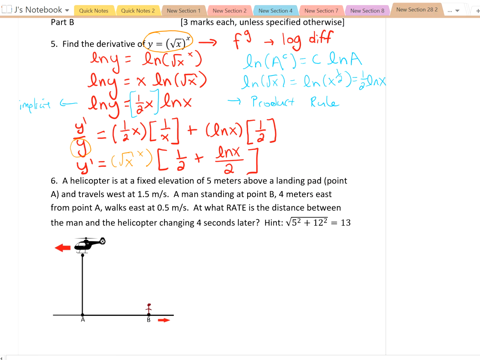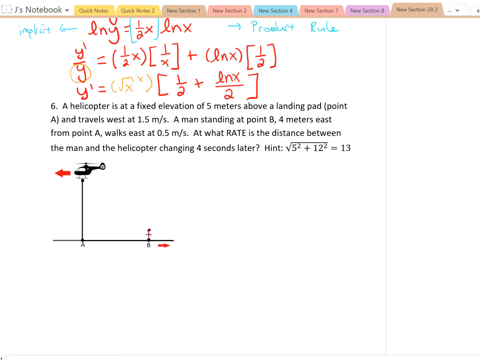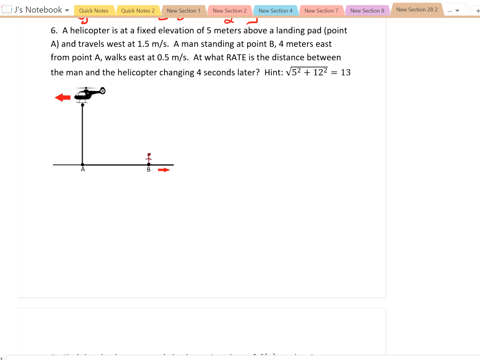One hallmark or highlight or feature of logarithmic differentiation is that your derivative will always contain your initial function multiplied by a product rule of some kind. So two terms times your original function. Okay, next example. Word problem.